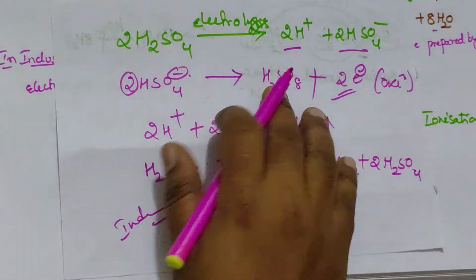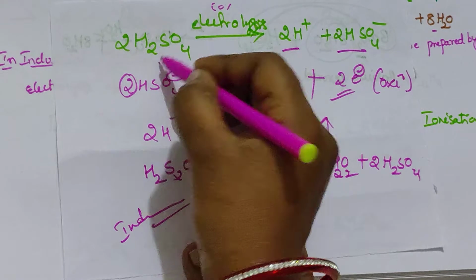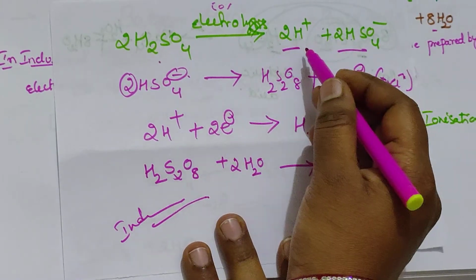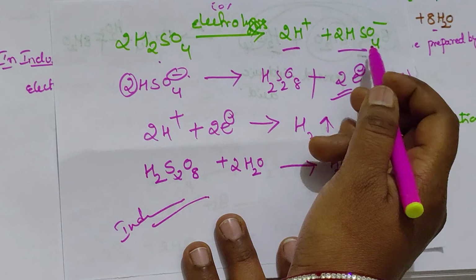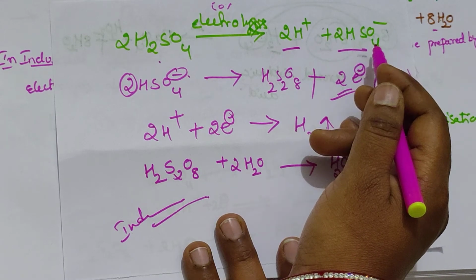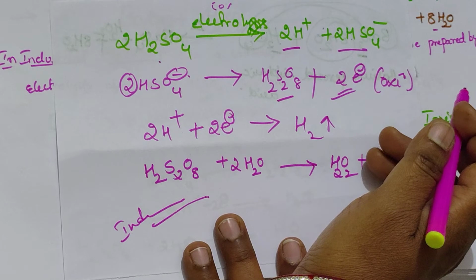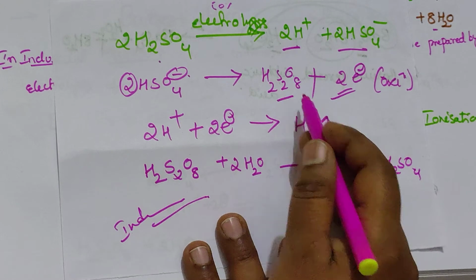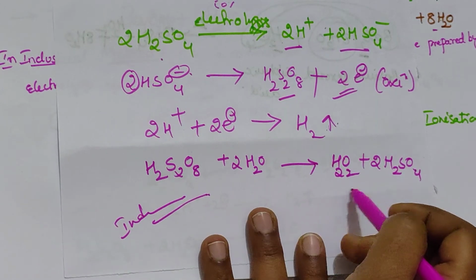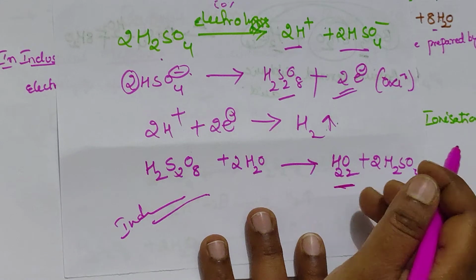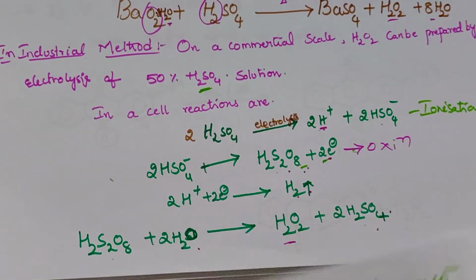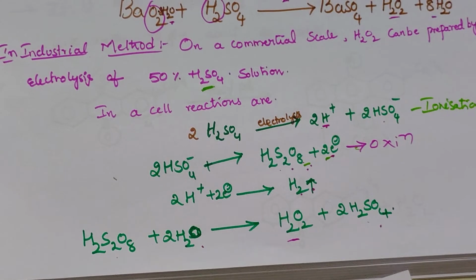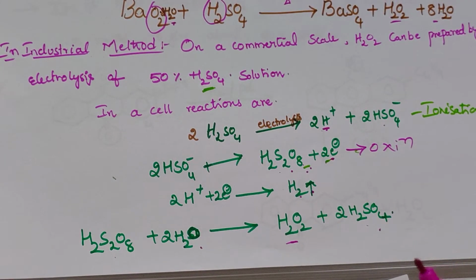In the industrial method, we use 50% H2SO4, which undergoes electrolysis to give 2H+ ions and 2HSO4- ions. The HSO4- ions form peroxydisulfuric acid. The 2H+ gives hydrogen gas, which is liberated. The peroxydisulfuric acid undergoes hydrolysis to give hydrogen peroxide. On a commercial scale, H2O2 can be prepared by electrolysis of 50% H2SO4 solutions. These are the cell reactions.